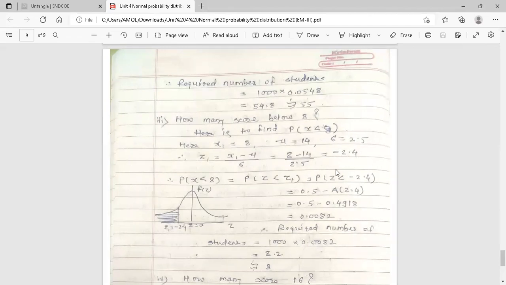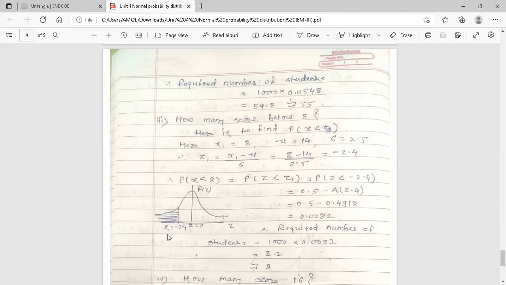The value of z1 is negative. So if we draw the diagram, that z1 will be on the LHS side of the normal distribution curve. z1 is equal to minus 2.4. Now we want the probability of x less than 8. So I converted that x in terms of z, and so we want the probability of z less than z1, because we have converted that x1 in terms of z1. What is z1? Minus 2.4. So you find the probability when z is less than minus 2.4.